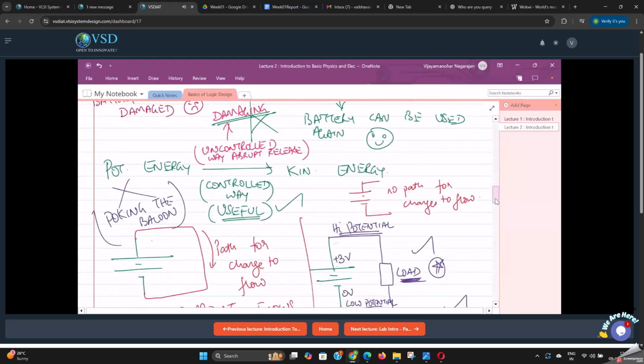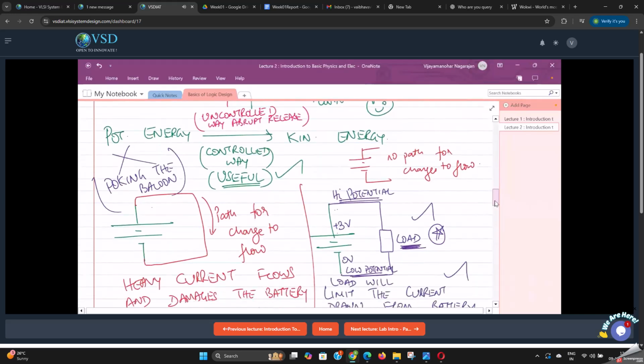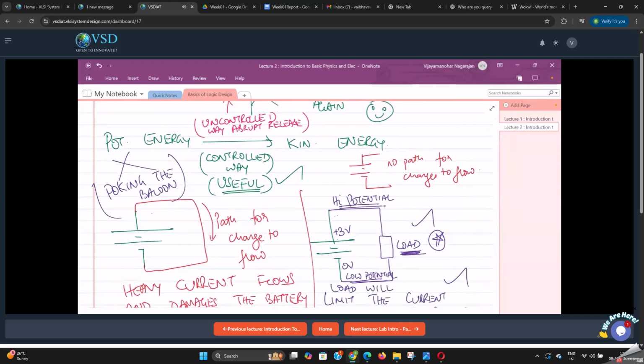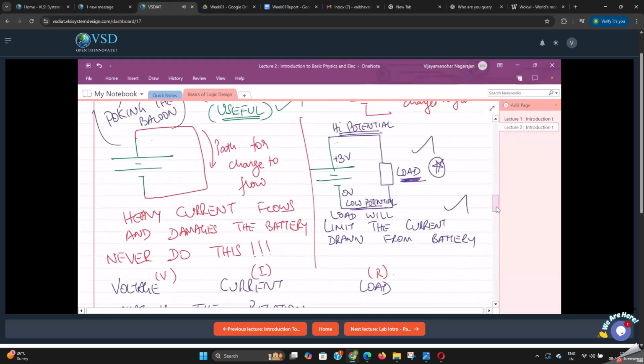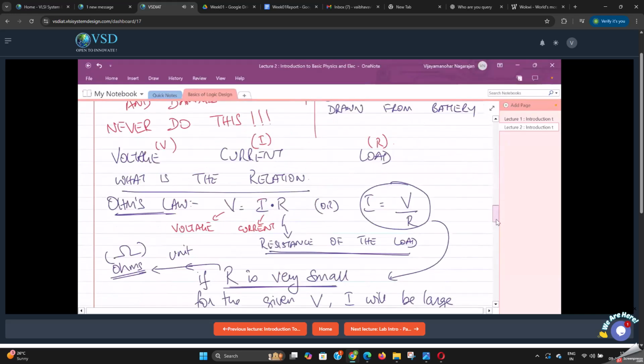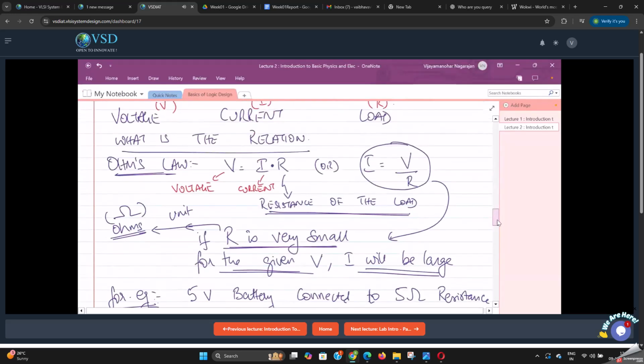Correct? So we need to limit the current. If huge current flows, the battery will get damaged. Correct? So we need to always connect the battery through a load. We should never short the battery like this. Shorting the battery will be damaging. We should never do that. We should always connect the battery to the load.